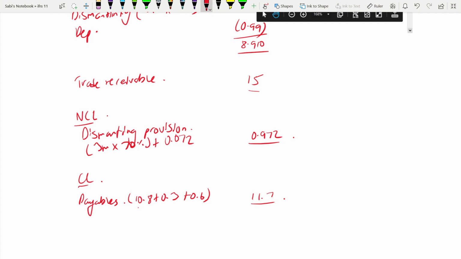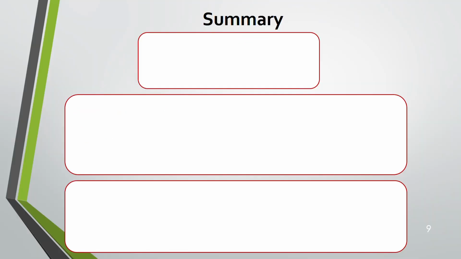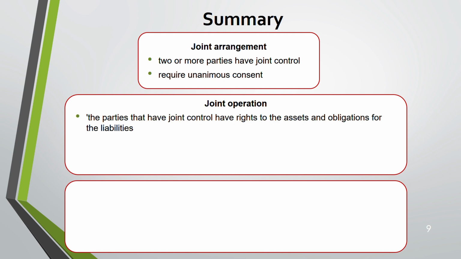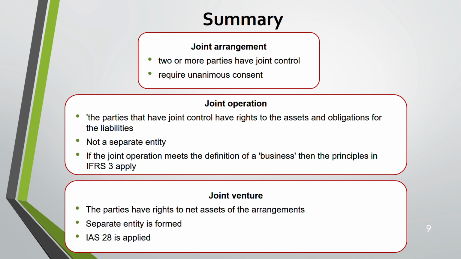So that's it. Let's summarize IFRS 11. In summary, we started with joint arrangement. That means two or more parties having joint control, requiring unanimous consent. Then joint operation. One of the joint arrangements is joint operation, having rights to assets and obligations for liabilities, not a separate entity. And if the joint operation meets the definition of a business, use IFRS 3. Coming to joint venture, the second type of joint arrangement, only rights to net assets. It's a separate entity, and IAS 28 is applied. That means the equity method. So that's it.